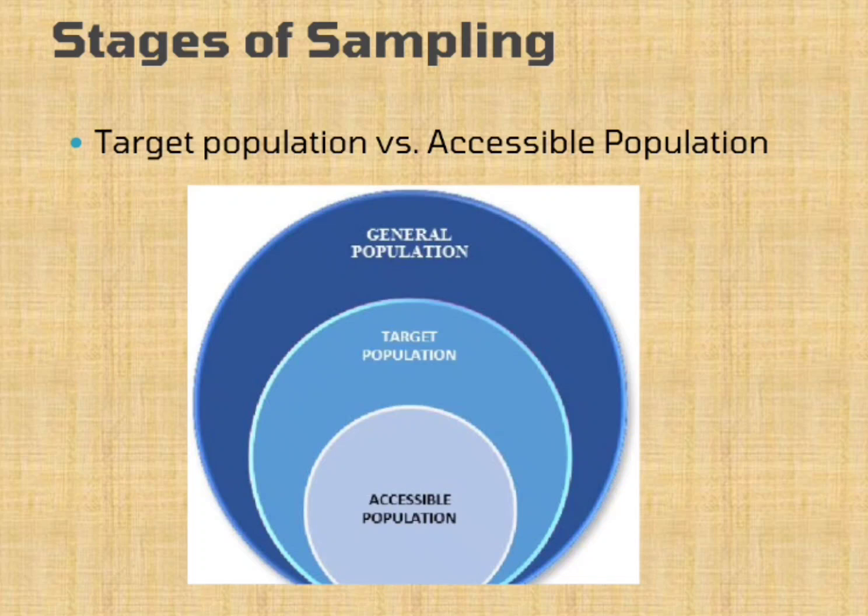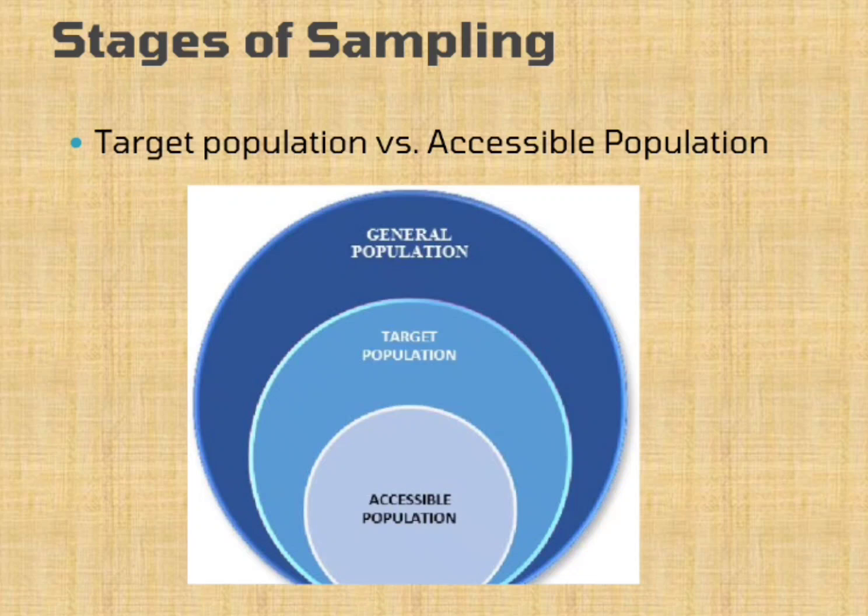An example is teachers in the Jawahar Navodaya Vidyalaya Samiti. For instance, if a researcher is interested in learning about the teachers in the Jawahar Navodaya Vidyalaya Samiti system, all the teachers who teach within the system would constitute the target population.